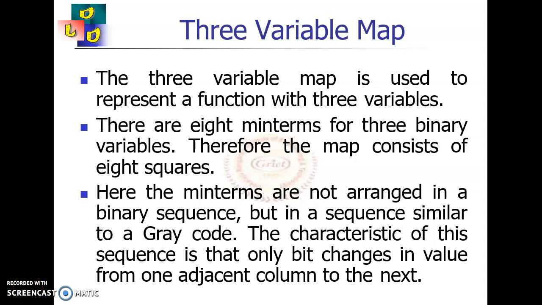Hello students, today we are going to discuss the topic called three variable map. The three variable map is used to represent a function with three variables. Whenever a boolean function has three variables, the number of minterms possible is 2 power 3, which is 8. So there are 8 minterms for 3 binary variables. Therefore, the map consists of 8 squares.